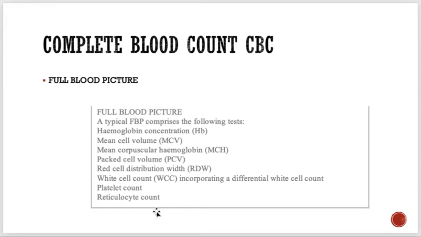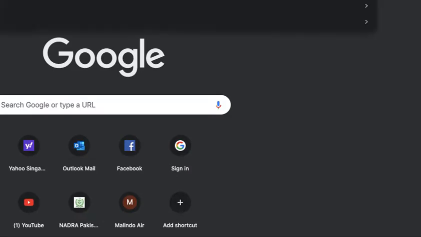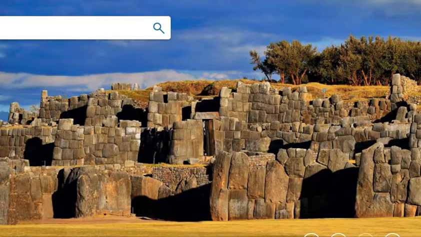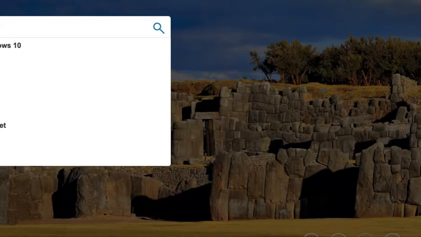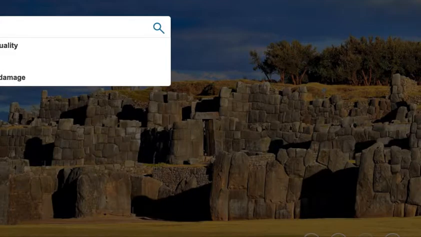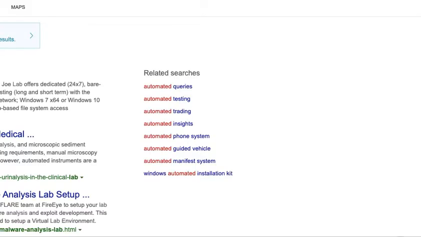How do we do this test, blood CP or FBP or CBC, whatever? Simply they take blood from the vein, and nowadays they put the blood sample in an automated analyzer, which is a machine. I can show you how it looks. By the way, it's not important, but just to show you an analysis lab.